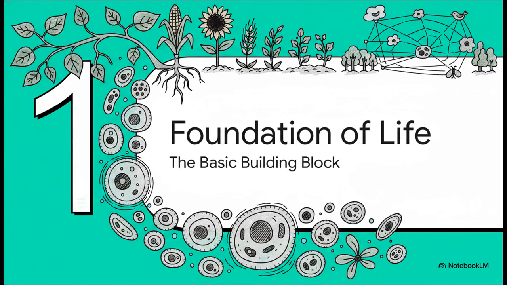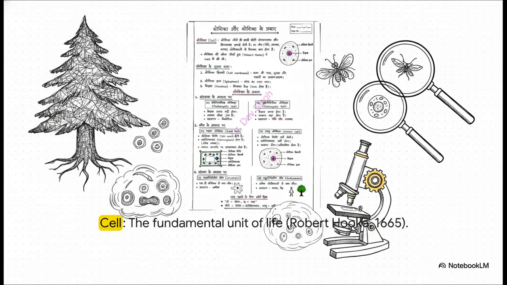Starting with Section 1, the foundation of life. We literally cannot talk about complex ecosystems without first understanding this, the cell. Every single living thing is constructed from these basic functional units. It's pretty incredible to think the cell was discovered way back in 1665 by a guy named Robert Hooke. And here's a fun fact for you. He thought they looked like the tiny square rooms that monks slept in, which is exactly why he named them cells. Makes perfect sense, right?